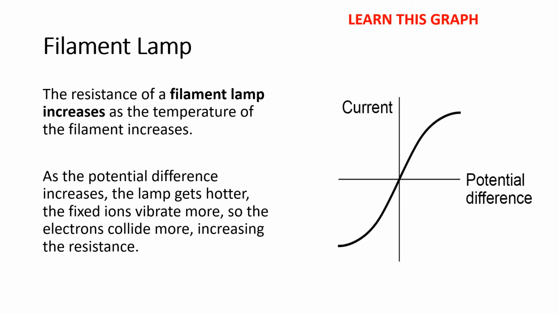The second one is a filament lamp, and again you need to learn this graph. The resistance of a filament lamp increases as the temperature of the filament increases. As the potential difference increases, the lamp gets hotter, the fixed ions vibrate more, so the electrons collide more, increasing the resistance.